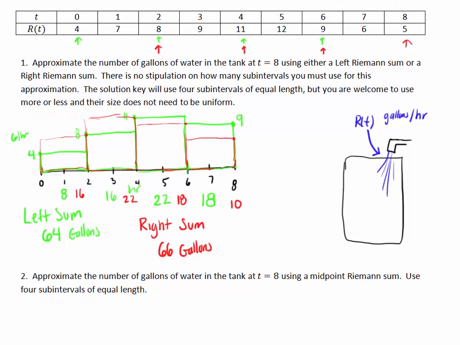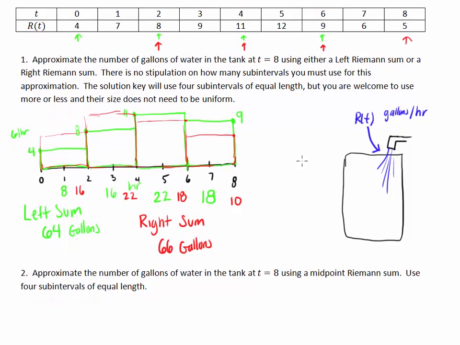Okay, let's take a look at question number 2. See if we can keep the table and the problem here on the same page. Approximate the number of gallons of water in the tank at time equals 8, this time using a midpoint Riemann sum. Use 4 subintervals of equal lengths. We're going to do the same thing we did up here, but this time with a midpoint sum.